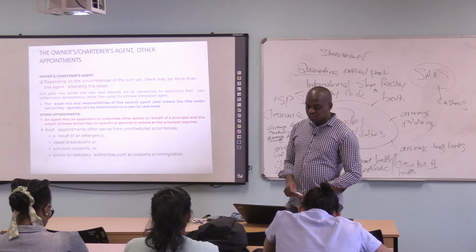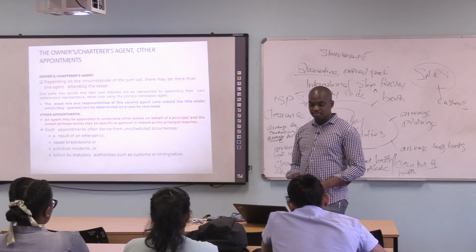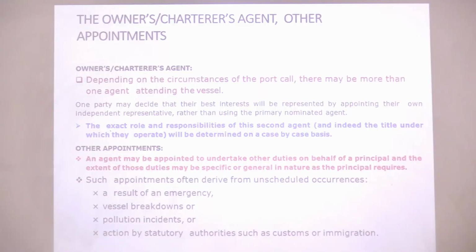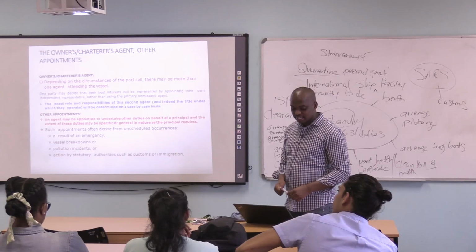Now, the owners' or charterers' agent or other appointments. Depending on the circumstances of the port call, there may be more than one agent attending to the vessel. One party may decide that their best interest will be represented by appointing their own independent representative rather than using the primary nominated agent. The exact role and responsibilities of the second agent, and indeed the title under which they operate, will be determined on a case-by-case basis.